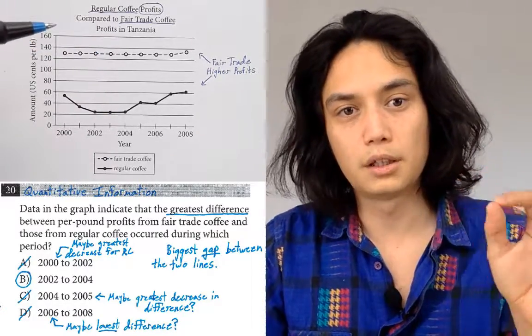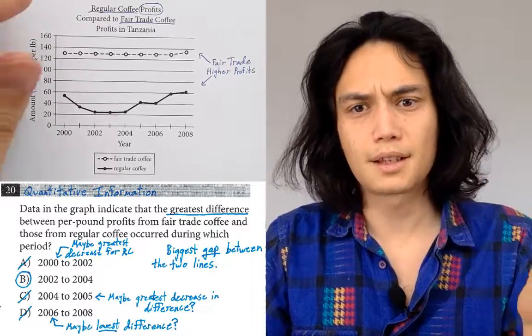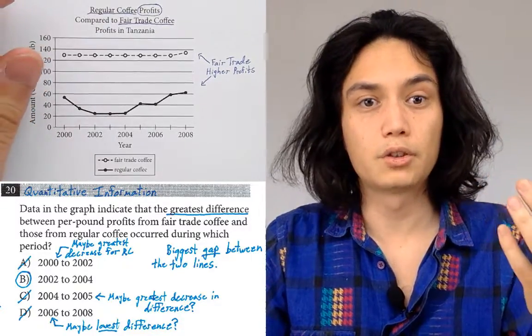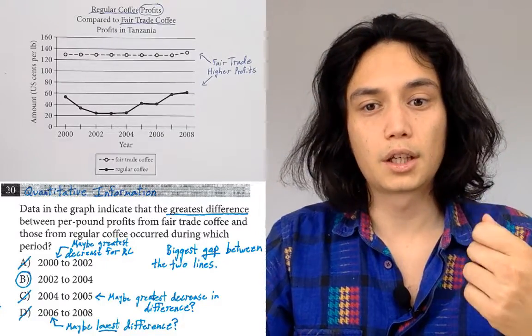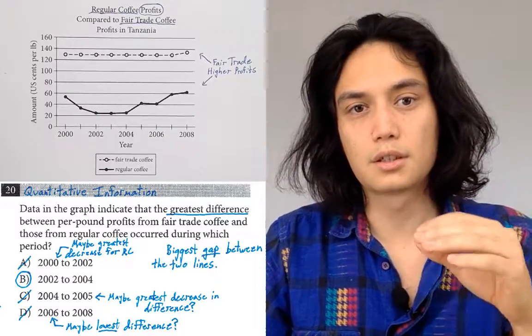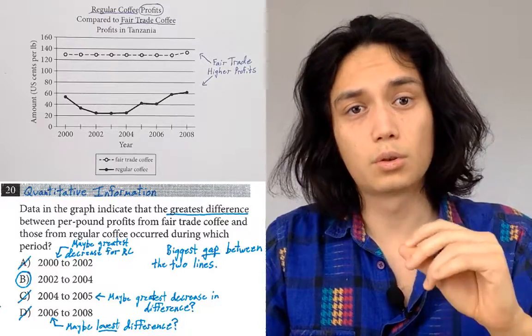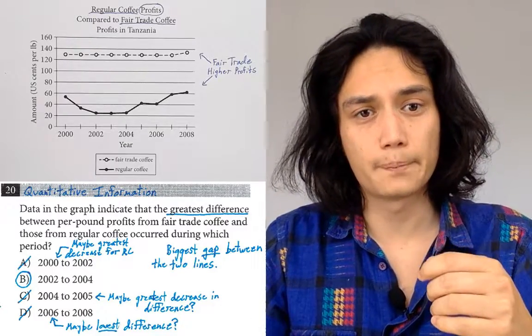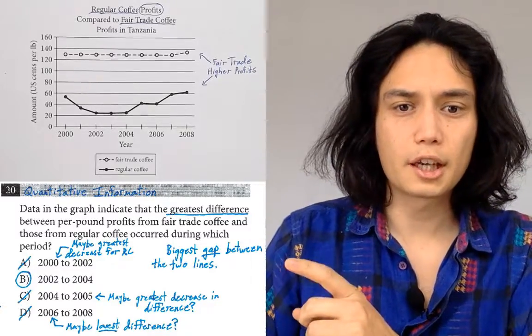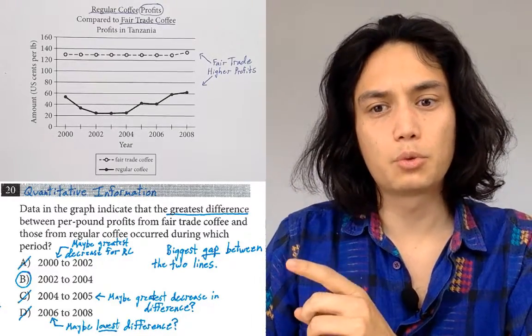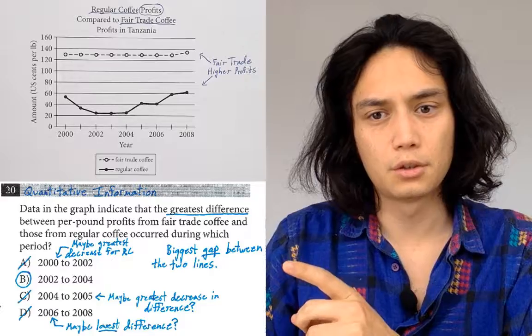Now that's the best way to do this question, but it makes sense that you might not fully understand what they're asking. This prompt is pretty complex. So another way of looking at it is to go through each of the answer choices and to think, where does the wrongness or rightness of these answer choices come from? So let's start with answer choice A. We're thinking about the period between 2000 and 2002.